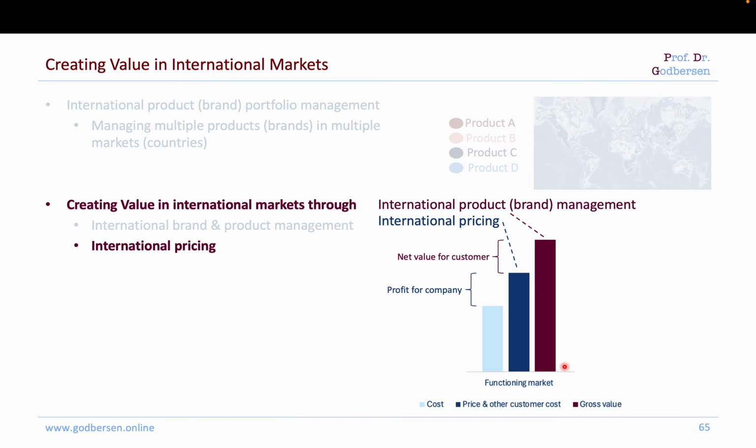That was how to create a gross value for the customer. But essentially, it's the net value that is important. And from a customer point of view, how much I have to pay as a price for a product. So we need to look, secondly, at international pricing.